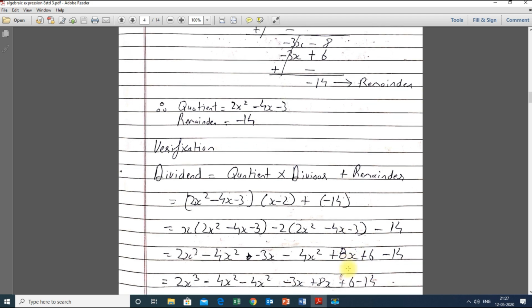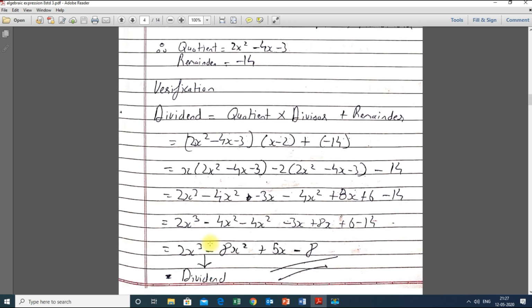Now bring all the like terms together if there are any. Here I can see there are two like terms: x² and x have like terms over here. So 2x³, there is no like term of x³, therefore I write 2x³ alone. Then −4x² and −4x² I wrote together. −3x plus 8x I wrote over here. And plus 6 minus 14 I wrote over here.